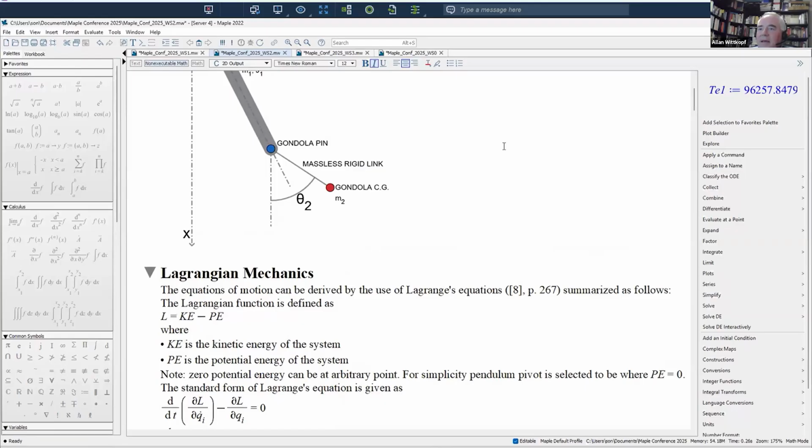One other question that came in was, how does this model compare to the data from an operating system, such as an actual real-life gondola? Is there other friction and other effects that you'd have to consider?